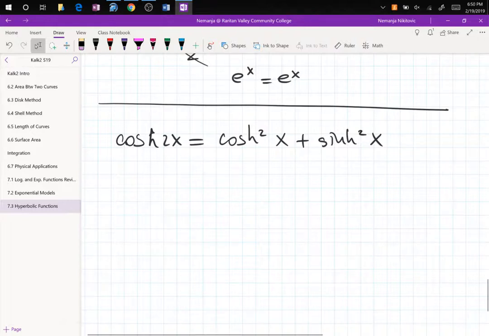Your exponents follow the same rules as exponents. They subtract, yeah.